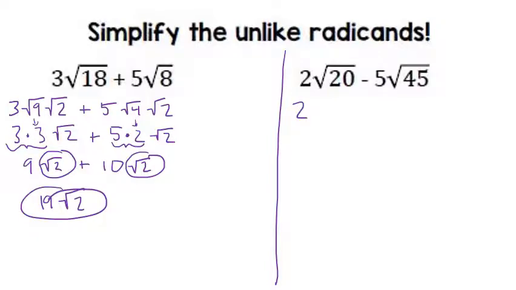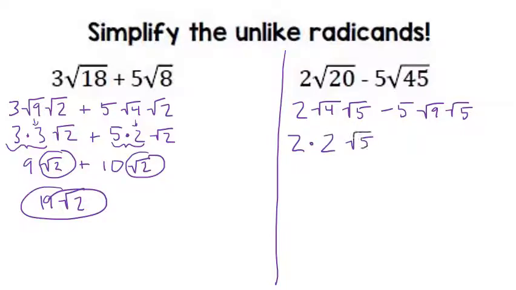Simplify root 20. Well, it has a perfect square factor of 4. So root 4, root 5, minus 5 times 45 has a perfect square factor of 9. So root 9, root 5. Now I can simplify those perfect squares. The square root of 4 is 2. And the square root of 9 is 3. I just brought everything else along for the ride.